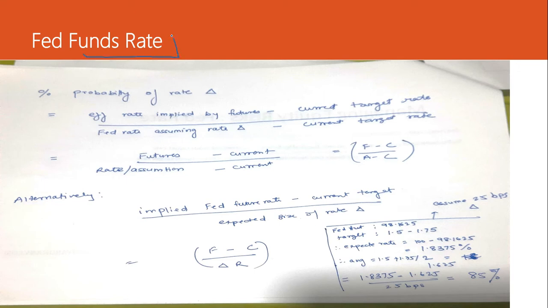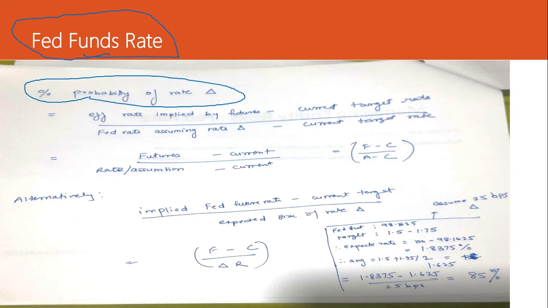Another important thing that I've found in the mocks is the Fed fund rates example. So it's very simple in that sense. You have to compute what is the probability of the rate change. So in the next meeting, when the Fed is meeting, will they change the rate to target the inflation, or they won't change the rate? So what is the probability? So the formula says that the effective rate implied by futures minus current target rate upon change in rate, the Fed rate assuming the rate change minus current target rate.